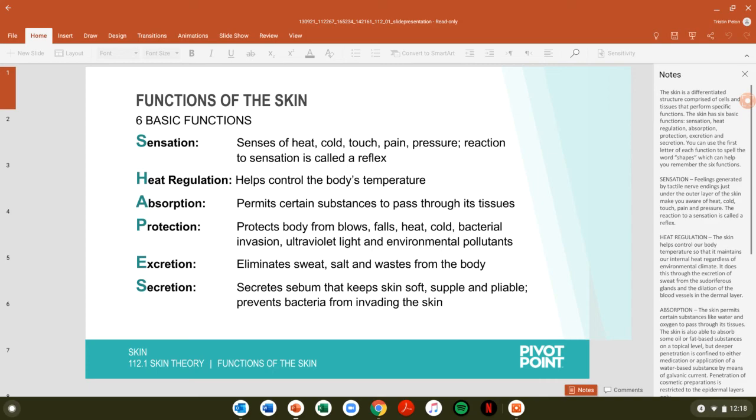It also excretes or eliminates sweat, salt, and waste from your body. And it secretes. So it secretes sebum. Sebum, remember, is oil. This helps to keep your skin soft, supple, pliable, and it prevents bacteria from invading your skin as well. So excrete eliminates sweat. Secrete secretes sebum.